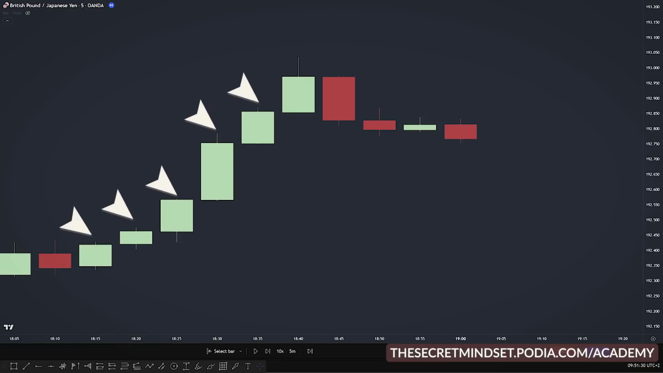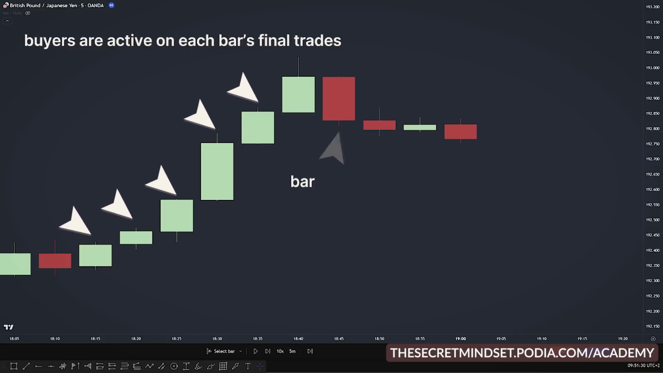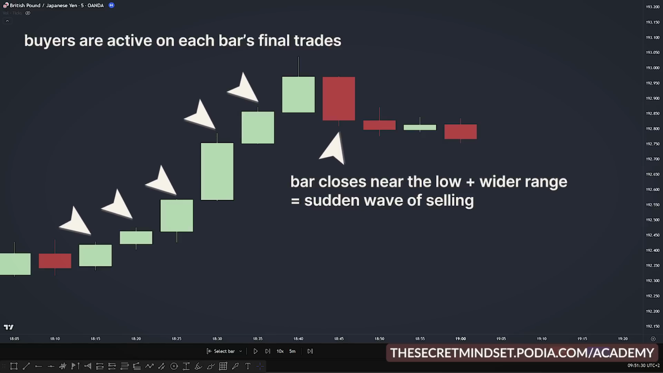This 5-minute chart shows consecutive closes near the top. That can mean buyers are active on each bar's final trades. If the next bar closes deep in the range, watch if buyers step aside. If that low close coincides with wider ranges or bigger candles, it might reveal a sudden wave of selling.